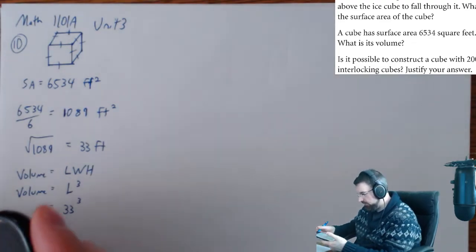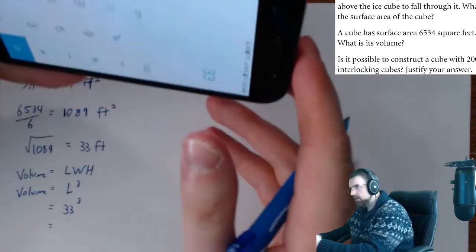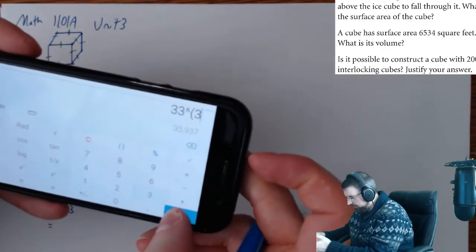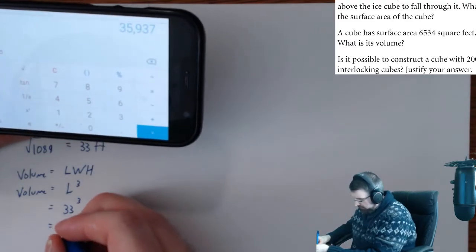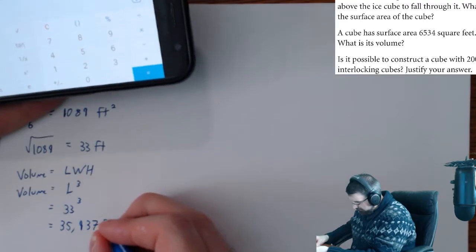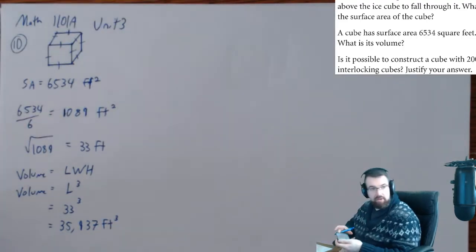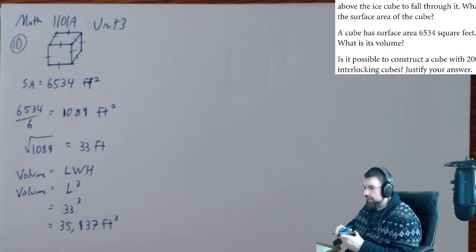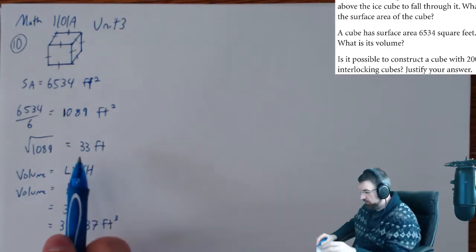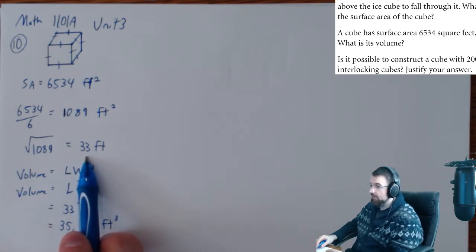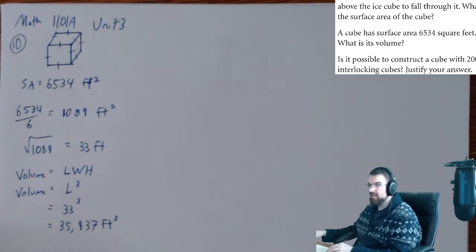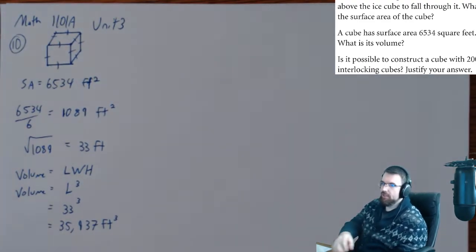You need to go back to the old phone. 33, and we're going to raise that to the power of 3. There we go. It's going to be 35,937 cubic feet. So quite a large object, for sure. But as soon as we know that each side is 33 feet, that's 11 meters on each side, practically. It's a big chunker. Big chungus.